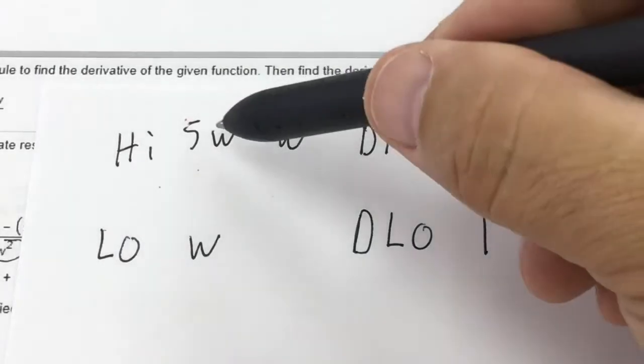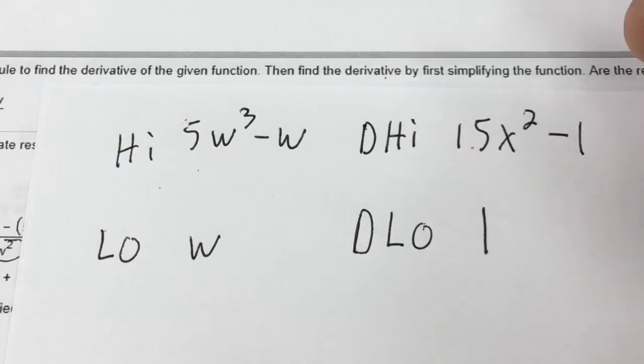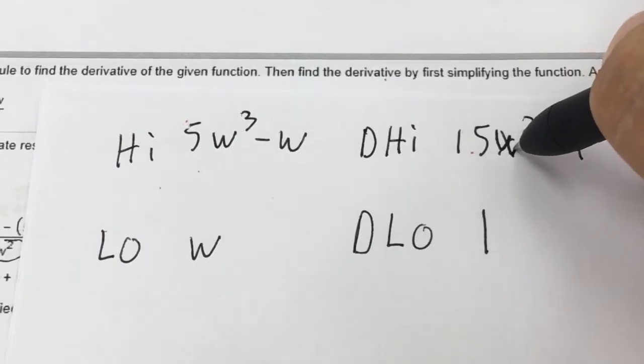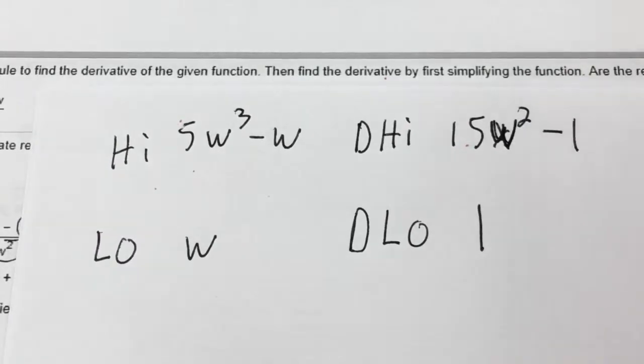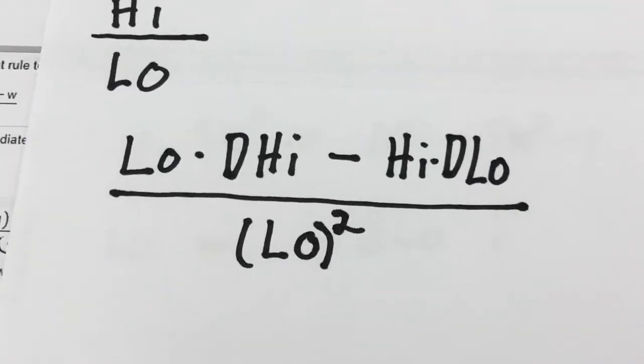Now we have to be careful. Notice how I put 5w cubed and the derivative is 15x squared. It will mark you wrong if you put the wrong variable in there. You have to try to keep track of the w's and the x's. So now I'm going to implement the quotient rule. Low d high less high d low.